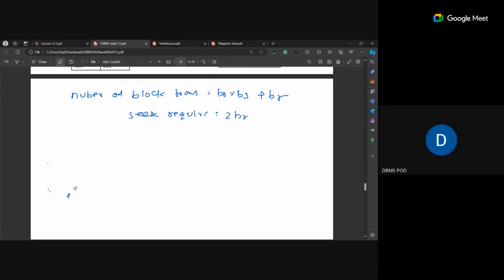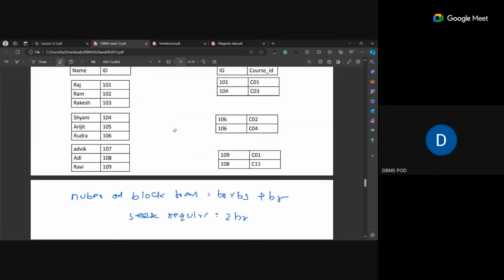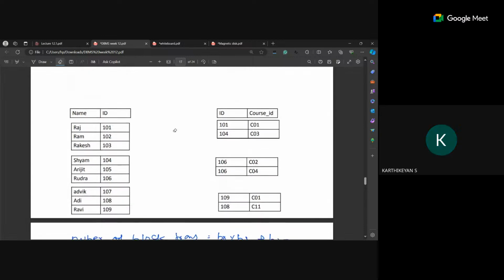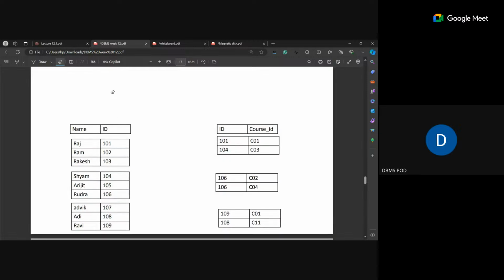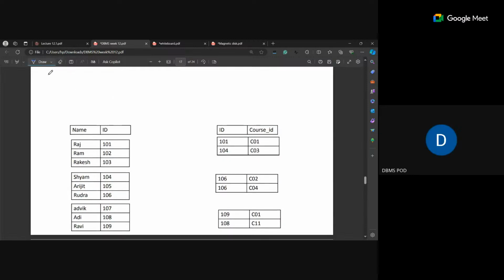Okay, so let's solve another numerical. But why is the number of blocks BR into BS plus BR coming? It is not BR plus BS because we only shift both once, right? We take the left hand side record, and then take the right hand side record, and we match everything. Then it will move to this, right? For each block.